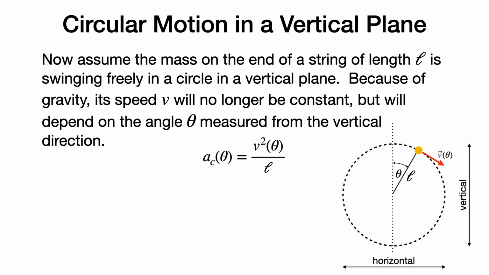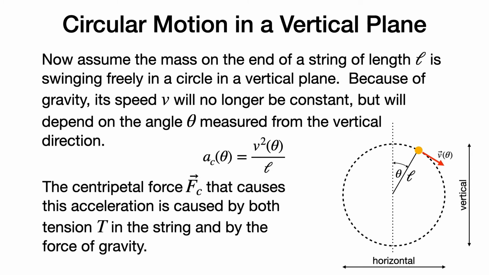Now, let's assume that the mass on the end of the string of length L is swinging freely in a circle in a vertical plane. Because of gravity, the speed of the object will no longer be constant. So we no longer have uniform circular motion, but we still have circular motion, where the velocity depends on the angle theta measured from the vertical direction. The centripetal acceleration will be given by the same formula, but now the speed will depend on the angle theta. Also, the centripetal force that causes this acceleration will be caused now both by the tension in the string and by the force of gravity.